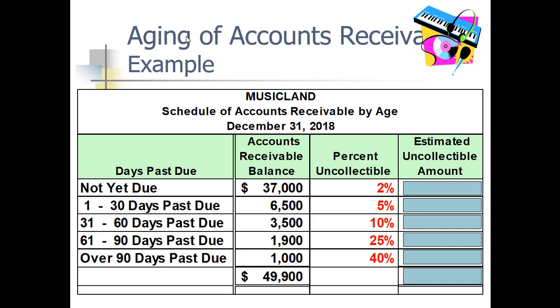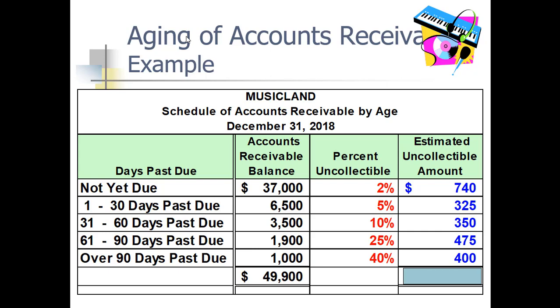So then all I have to do with this one, just like I did with the percent of receivables method, is multiply each receivable balance by its percentage. The ones that aren't yet due, 37,000 times 2%, tells me I'm not going to get about 740 of that amount. 6,500 times 5%, I'm not going to get an estimated 325 of that amount. 3,500 times 10%, I'm guessing I'm not going to get 350 of that balance. 1,900 times 25%, I'm not going to get about 475 of that amount. And finally, the ones that are over 90 days, I'm saying I'm not going to get about 40% of that amount, which tells me that's $400 I think I'm not going to collect.